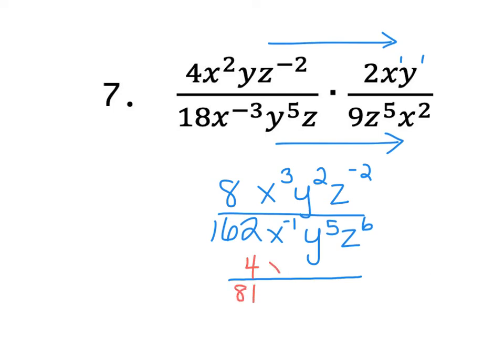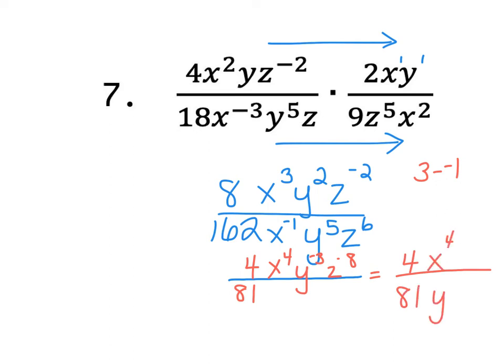The x's, keep your base up top. Top exponent minus bottom would be 3 minus negative 1, which is 4. 2 minus 5 would be negative 3. And negative 2 minus 6 would be negative 8. So I got one more thing to do yet. I've got 2 exponents that are negative, so I need to clean those up yet to become 4 over 81. X stays where it is. Y drops to the bottom and becomes positive, as does the 8, for a final answer.